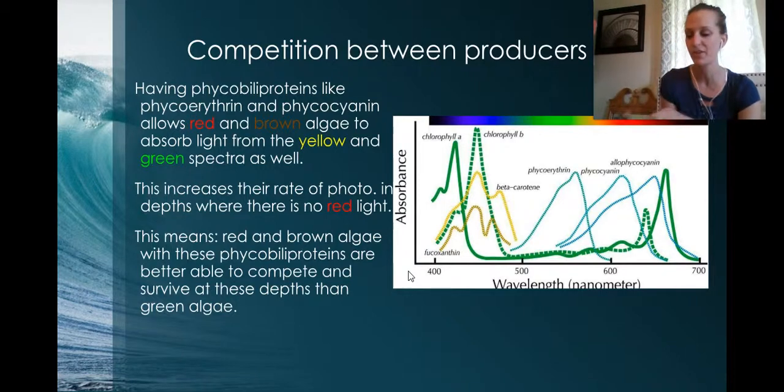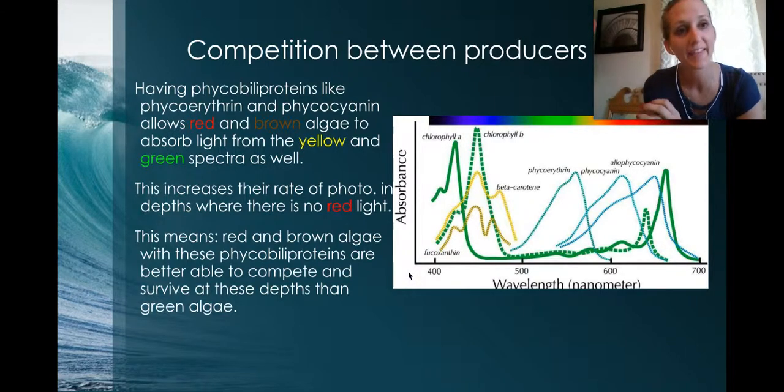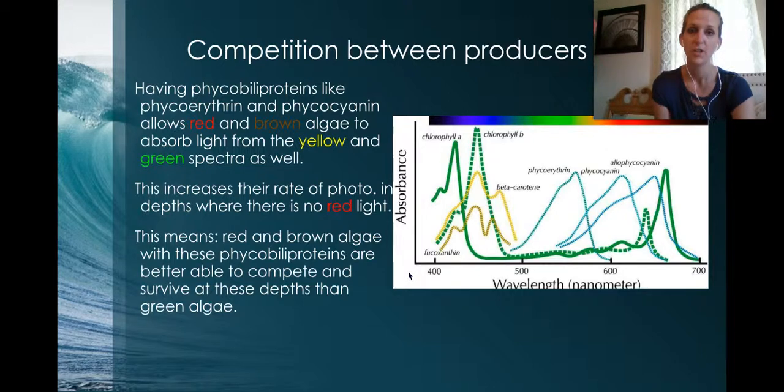Okay, so this increases the rate of photosynthesis, and they are way more able to compete with green algae and be better than what green algae can do because they can live deeper. It allows them to live in areas where there is no red light, so they can live below that 25-meter range. So red and brown algae with these types of proteins are better able to compete and survive at those types of depths than green algae.